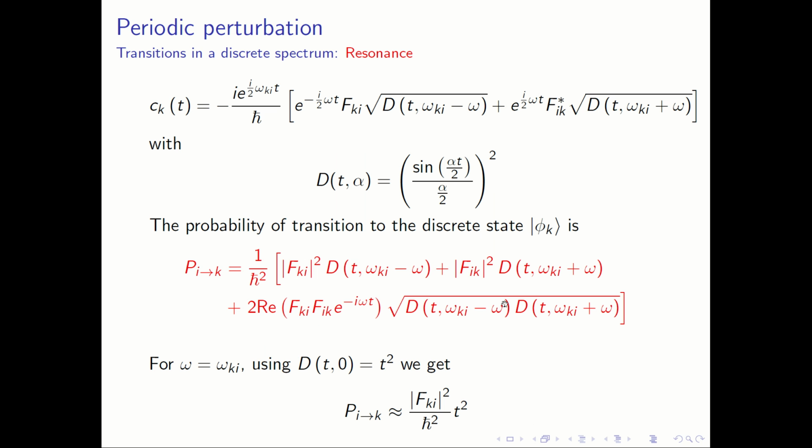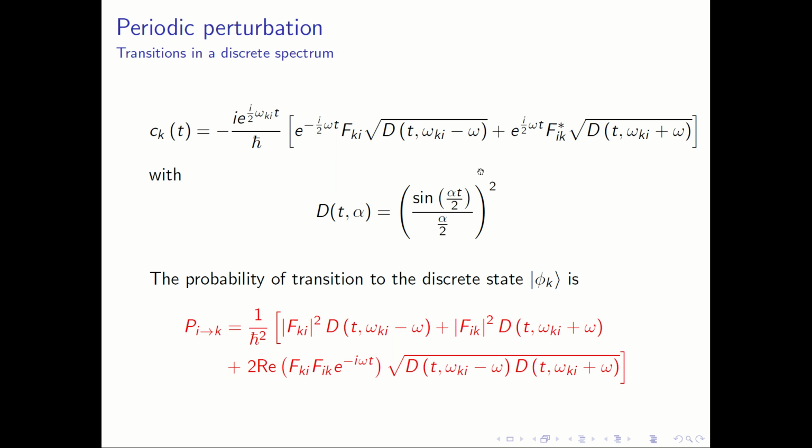And now let us look at special cases. Well, as we said a while ago, this function is very sharply peaked near alpha equals 0. So what happens when either omega equals omega ki or omega equals minus omega ki? I'm just going to talk about the case when omega equals omega ki. The other case is similar. So that is what we call resonance. Physically, it means that the frequency at which the perturbation is being applied matches the energy gap, epsilon k minus epsilon i by h cross, between the two states that we are talking about.